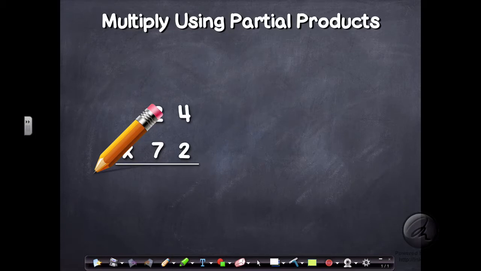So our main goal today is to answer the question, how can I use place value in partial products to multiply two-digit numbers? I'm going to go over the steps with you real quick, and then I'm going to show you an example of what that looks like. Let's go ahead and get started.